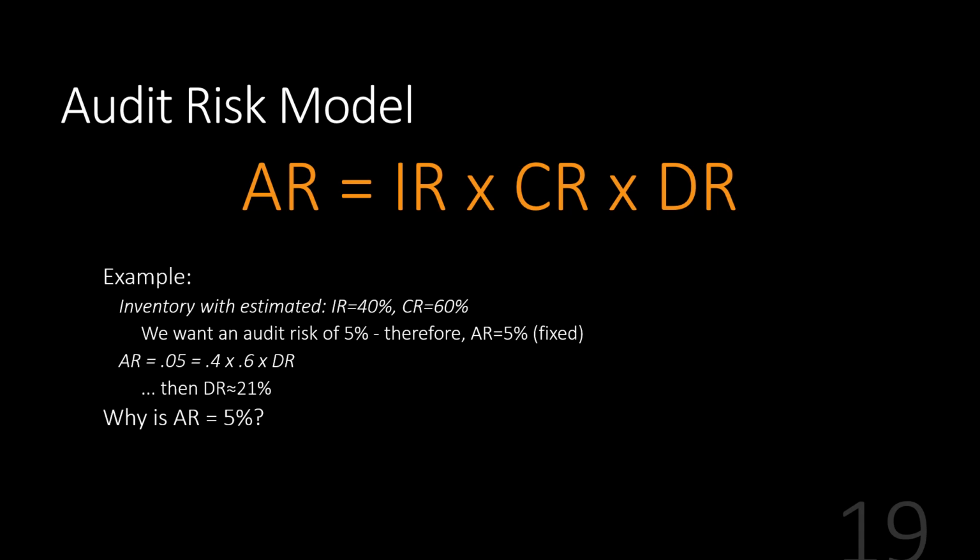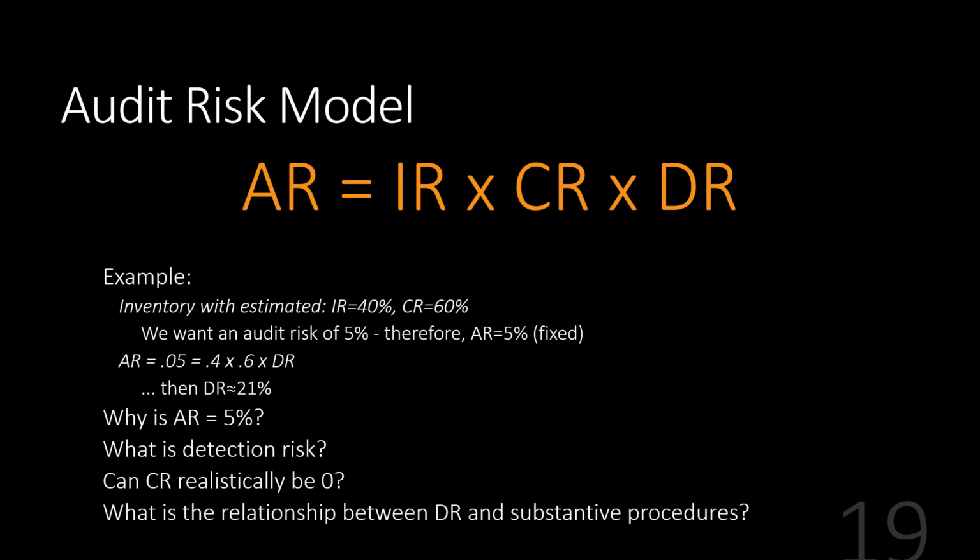So why do we set audit risk at 5%? And what is that detection risk? How does that relate to the procedures that are performed during the audit? Is it realistic to expect management to be able to get the control risk down to zero? And what is the relationship between detection risk and the extensiveness of the substantive procedures that are performed in the audit?